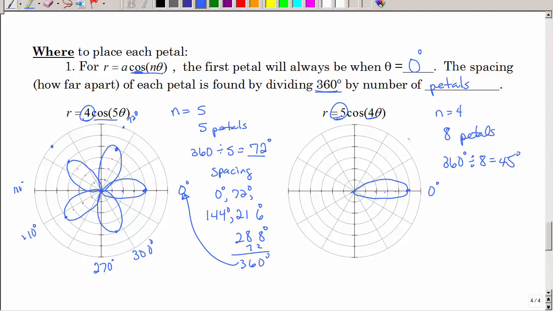Okay, 45 is right here. Then, so we have 0, 45, add 45 is 90. Add 45. Add 45.